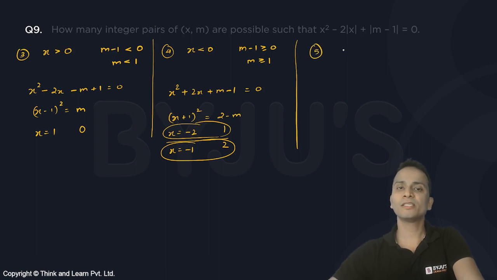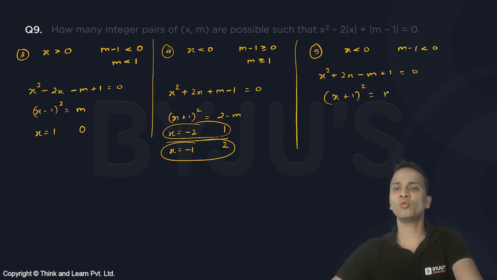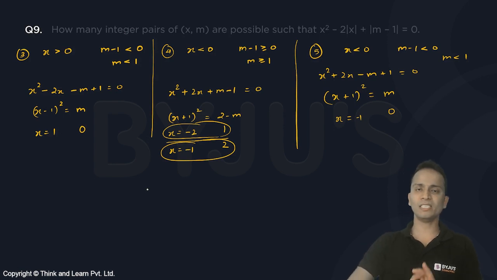Now the last case, when x is less than 0 and m minus 1 is also less than 0. The equation will be x square plus 2x minus m plus 1, so x plus 1 whole square is equal to m. Now m minus 1 is less than 0, that means m is less than 1. But the left hand side is always non-negative, so m can only be 0. So m equal to 0 and x will be equal to minus 1. So that's it. These are the 5 cases.